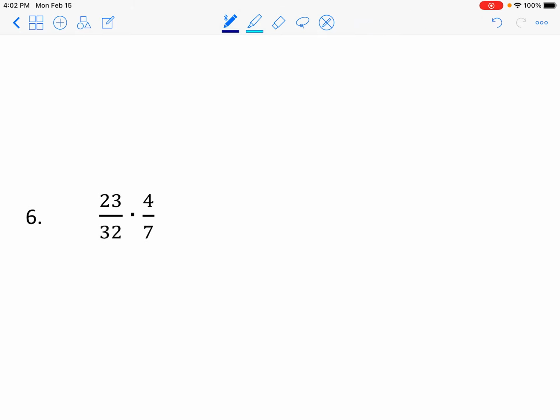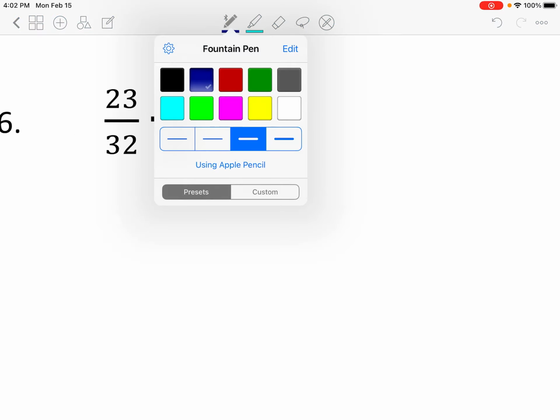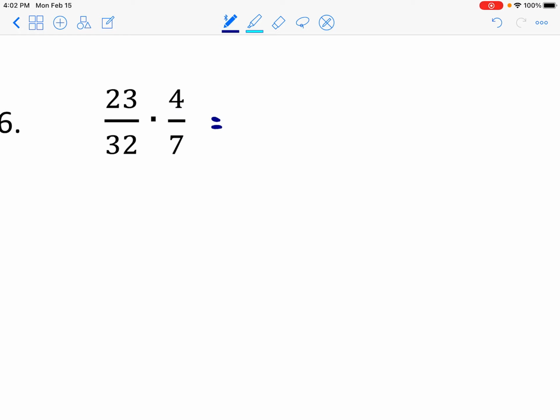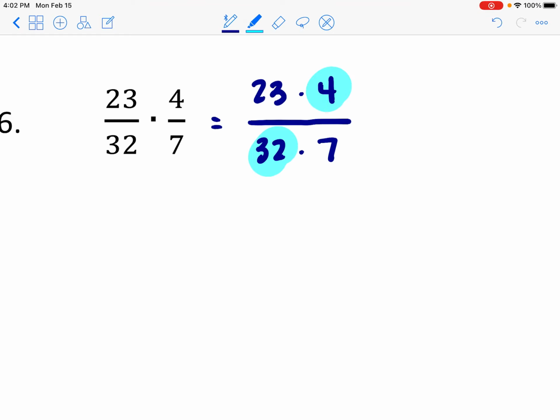Okay, let's try that one more time here. So on the top of the fraction, we're looking at multiplying 23 and 4. On the bottom, we're looking at multiplying 32 and 7. And those are some big numbers to multiply, but again, I probably wouldn't multiply yet because I can see that my 4 and 32 have a common factor of 4.